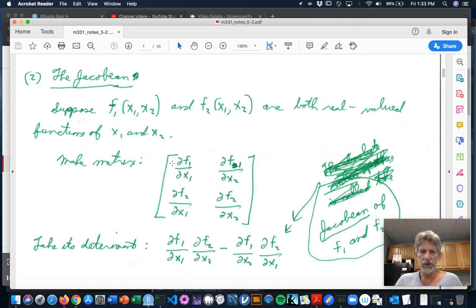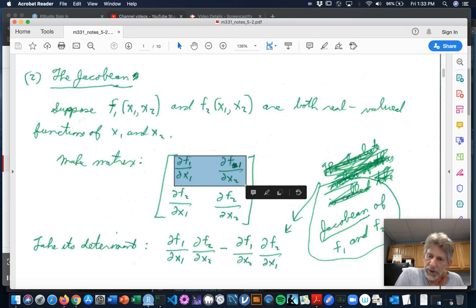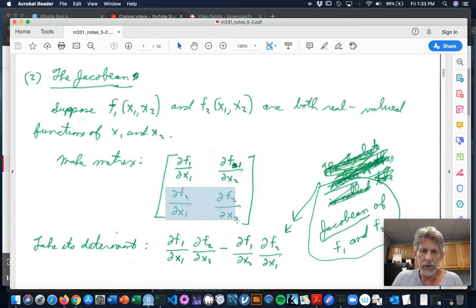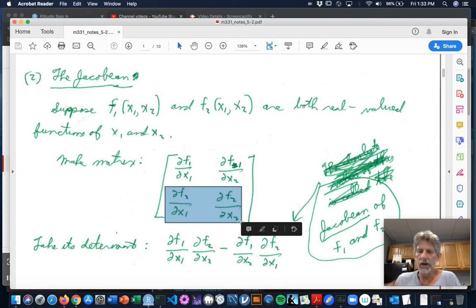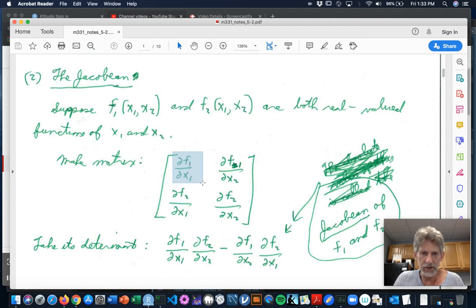And a matrix has rows and columns, and this one has 2 rows and 2 columns. And in the first row, you've got partial derivatives of f1, first with respect to x1, then with respect to x2. And then the second row has the partial derivatives of f2, first with respect to x1, then with respect to x2. And so it kind of makes sense, like 1, 1, row 1, column 1; 1, 2, row 1, column 2. Makes sense.